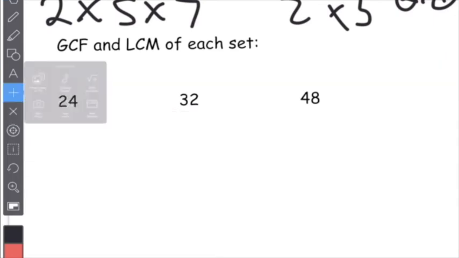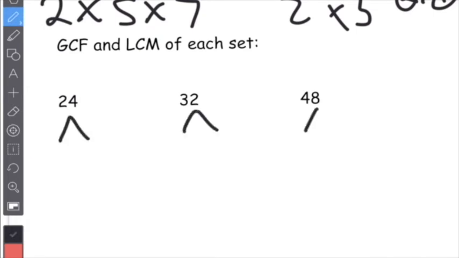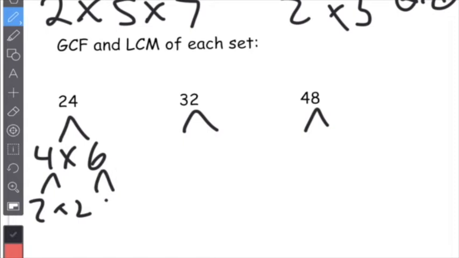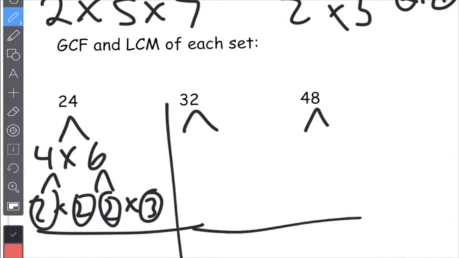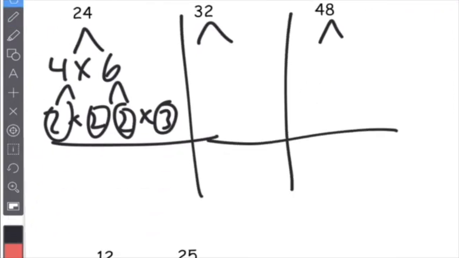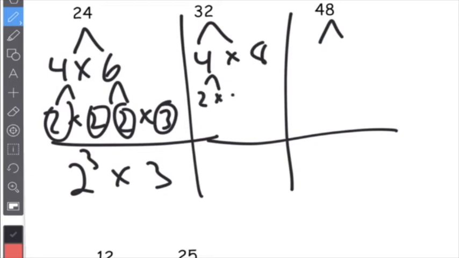Okay, so for the LCM of these, what you would need to do is make a factor tree for each. So 24, I could do 4 times 6, and this would be 2 times 2, 2 times 3. So that is 2 cubed times 3. 32, I could do 4 times 8. That's 2 times 2. And 8, I'm going to do real fast, is 2 times 2 times 2. So that's 1, 2, 3, 4, 5. So it's 2 to the 5th.